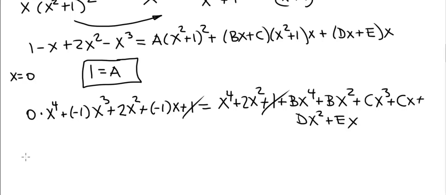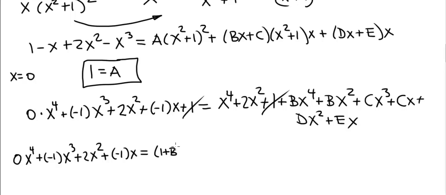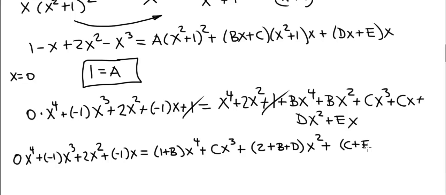Let's rewrite then the left hand side as 0 times x to the fourth, plus minus 1 times x cubed, plus 2x², plus minus 1 times x. And on the right, the coefficient of x to the fourth, we have a 1 and then also a B, so (1 + B) times x to the fourth, plus the only coefficient of x cubed is C, Cx³, plus the coefficient of x squared, we have (2 + B + D) times x², and the coefficients of x are C + E.